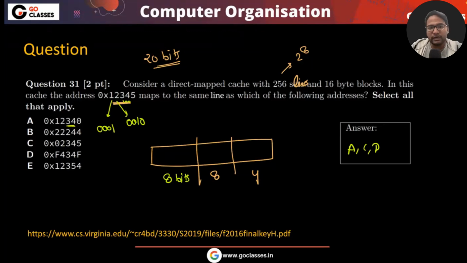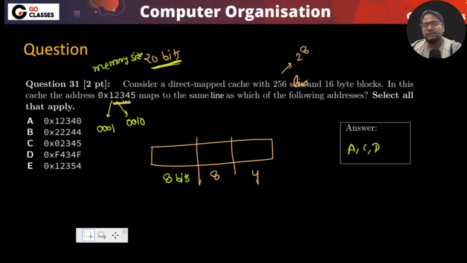Okay, I've also given that 20 bits are the total memory size. Let me know if that is okay. See, let me just explain what this 1 2 3 4 5 means. It is basically in hexadecimal, right? Which means the address that I'm saying here is 0x12345, right? 0x, then 12345.